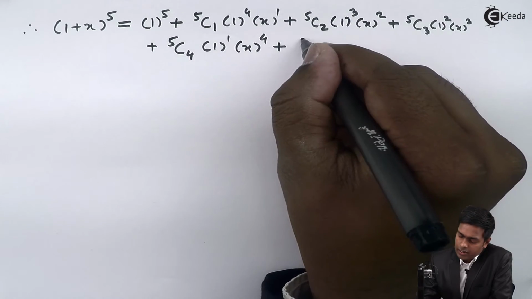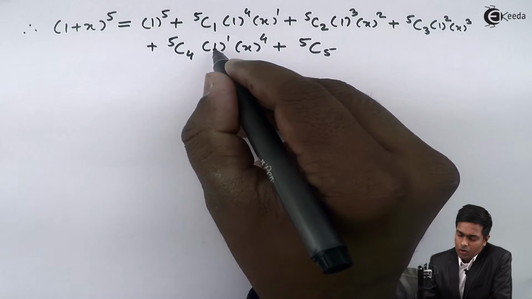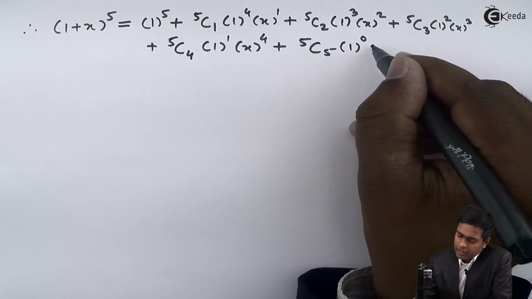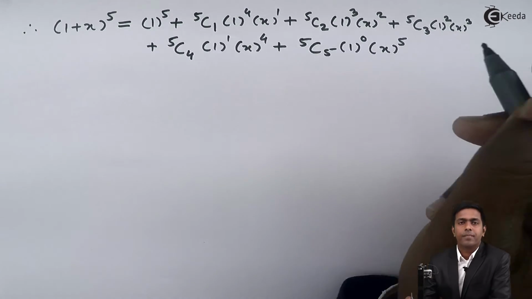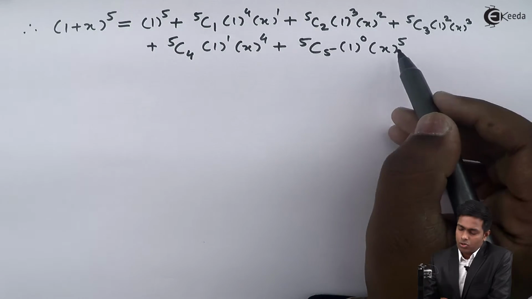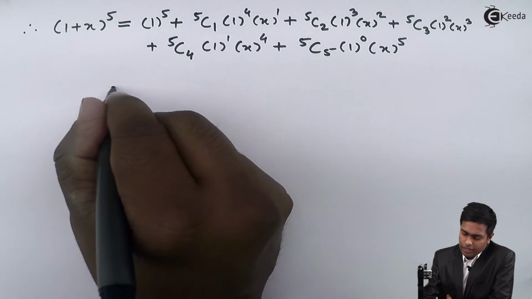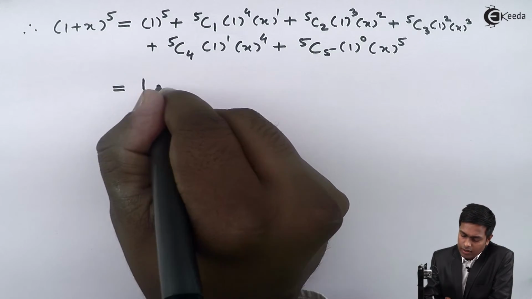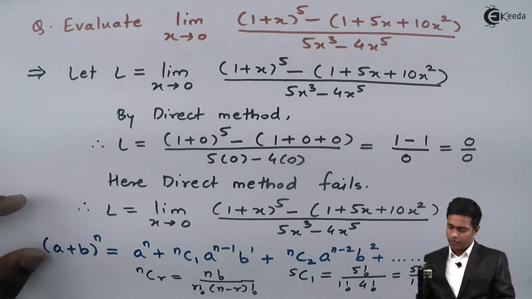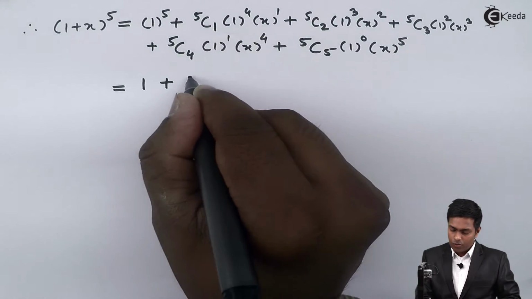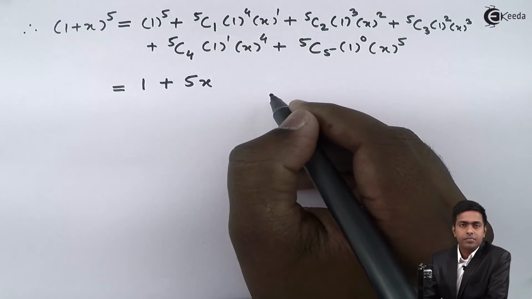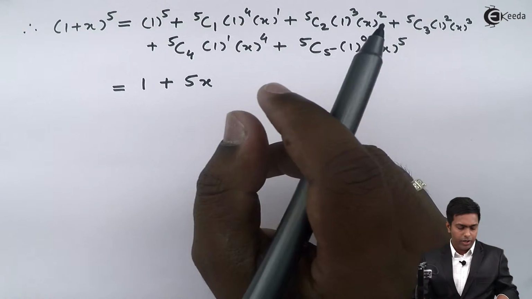Similarly 5c4, then we will get 5c5, 1 raised to 1 will become 1 raised to 0, and x raised to 4 after increasing will become x raised to 5. And as we have reached our n, we will stop here. So by solving this we will get 1 raised to 5 is 1, plus 5c1. As we got here, 5c1 is 5, so 5, 1 raised to 4 is 1, x raised to 1 is x, then 5c2, so we will find it over here.